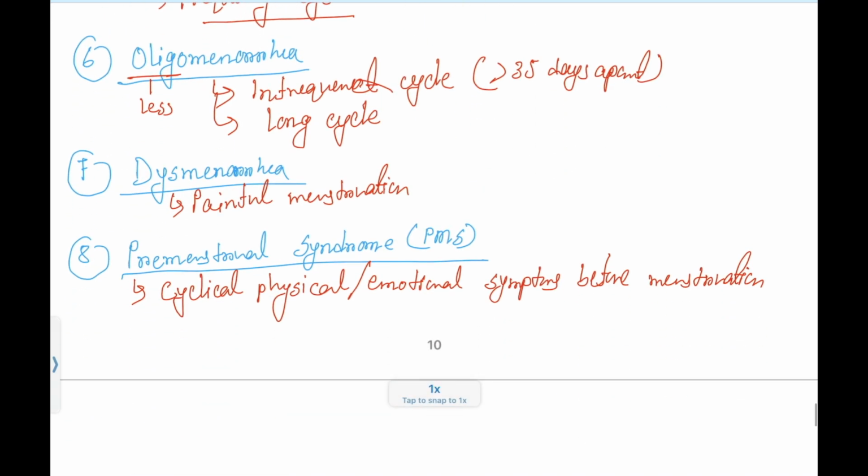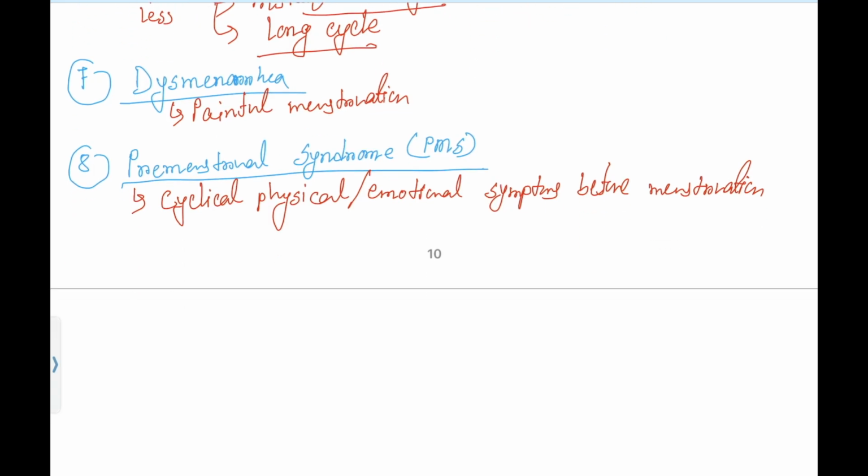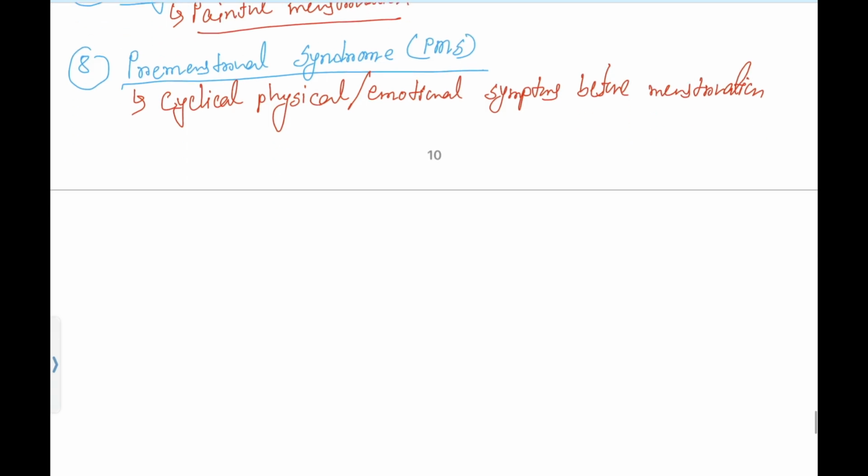Then coming to oligomenorrhea. Oligomenorrhea means infrequent cycle and long cycle. The woman will be getting period more than 35 days apart. Then dysmenorrhea means painful menstruation. Whenever the woman has the menstrual phase, that is the bleeding phase, she will have pain. That is called dysmenorrhea. Then premenstrual syndrome means cyclical physical or emotional symptoms before menstruation: mood swings, lower backache, lower abdominal pain, headache, breast tenderness, all come under premenstrual syndrome.